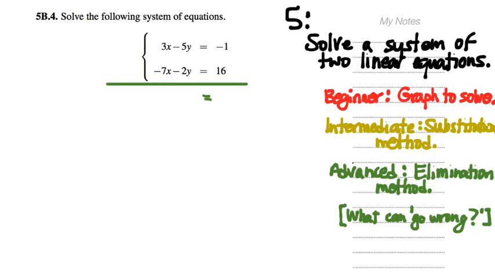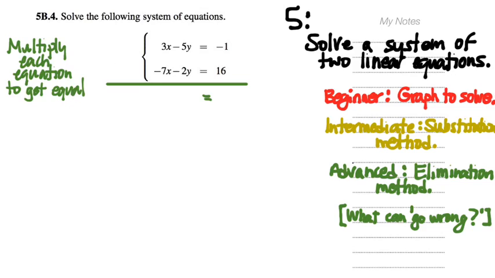So I don't want to add first. Instead, what I want to do is first multiply each equation on both sides. And I want to do so in a way that gives me equal and opposite coefficients on whichever variable that I'm trying to get rid of.